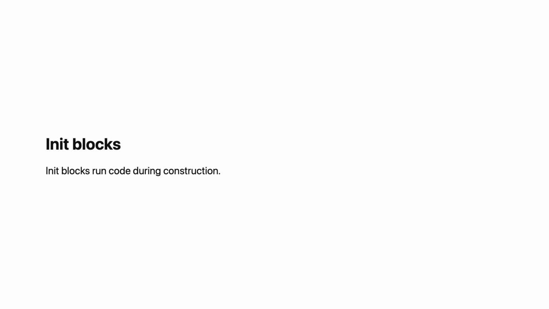Sometimes you need to run code during construction. An init block runs after the primary constructor. Class Person with val name String. Then an init block that prints "created" name. You can have multiple init blocks. They run in order, interleaved with property initializers. Use init for validation: init with require that name is not blank. Use init for computed initial values. Class Rectangle with width and height. Then init that sets area equals width times height. Keep init blocks simple. Complex initialization logic might indicate the need for factory functions.